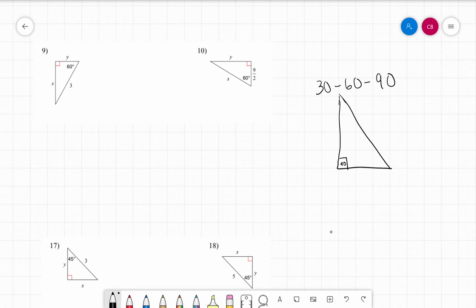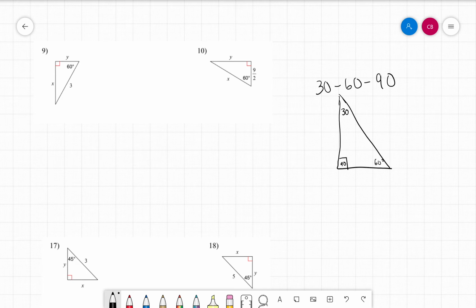And then let's say this one's 60. Then 90 plus 60 is 150, and so the remaining one must be 30. So whenever you have a 90 and a 60, you're going to have a 30 as the missing one. Or if you have a 90 and a 30, the other one will be 60. So just look at the angles and remember they add up to 180 every time in a triangle.